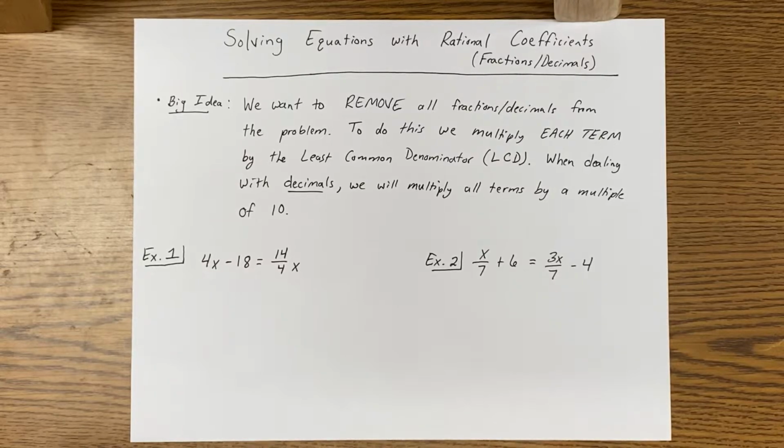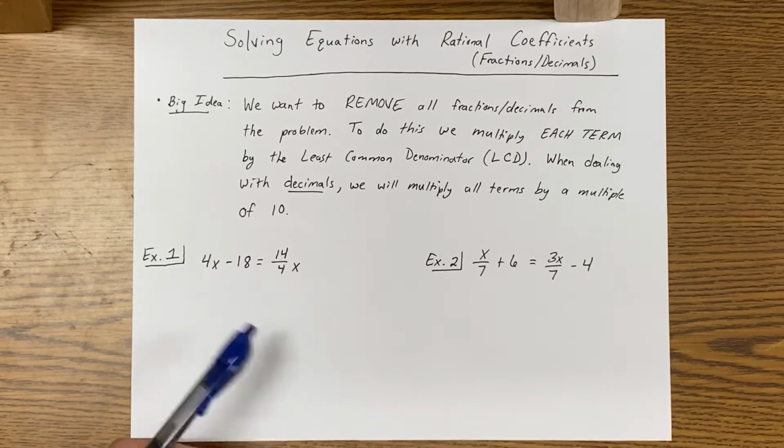When dealing with decimals, we will multiply all terms by a multiple of 10. So we'll look at some decimal examples in just a minute. First two we're going to look at are fractions.